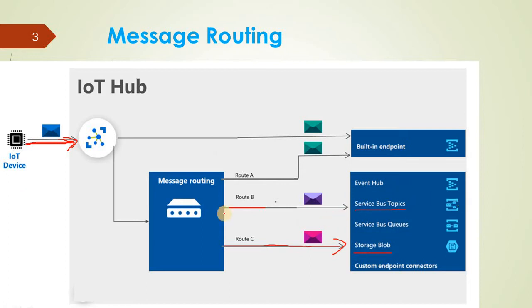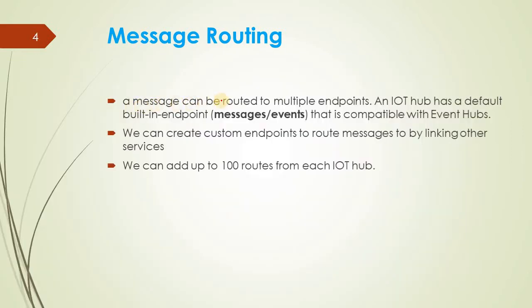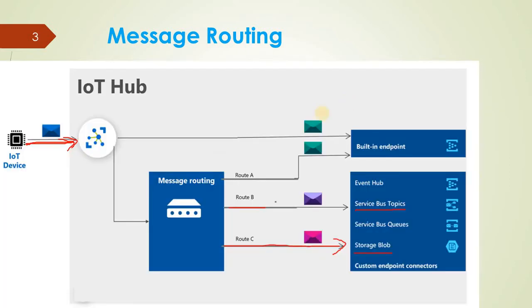As part of our demo, we will see how we can configure this message routing from the device as well as from the application end. A message can be routed to multiple endpoints. What does that mean? Suppose the device is sending this one message to the IoT hub, and now the same message I can redirect to the Service Bus Topic and the blob. So that means one message can be redirected to different endpoints, either to one endpoint or to multiple endpoints.